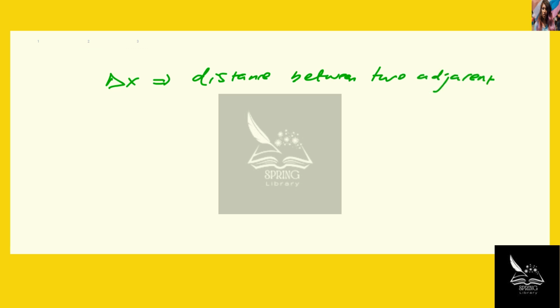So on the next page, we're saying that delta x stands for the distance between two adjacent light rays, or rays of light, if you want to call it that. And so delta x equals d sine phi plus d sine theta.